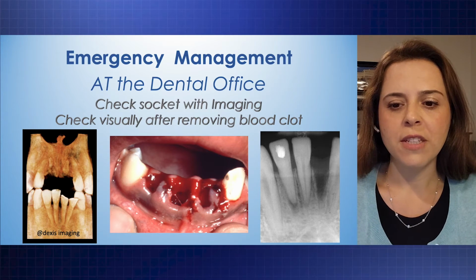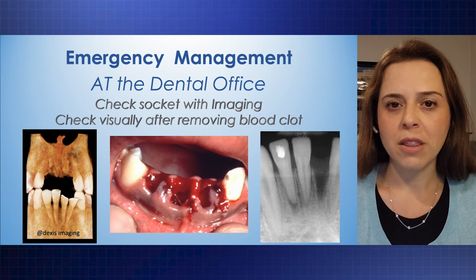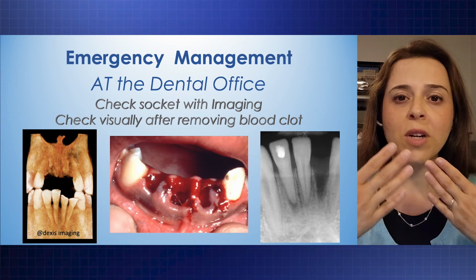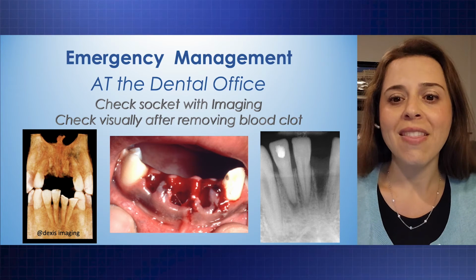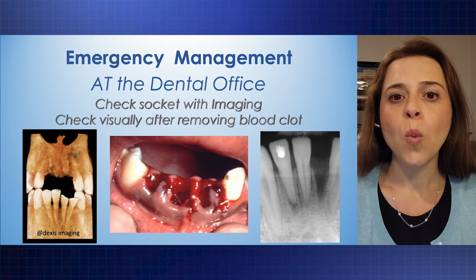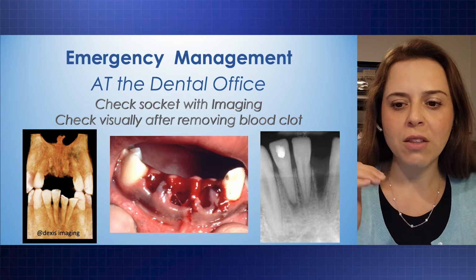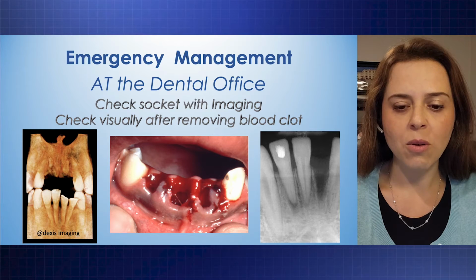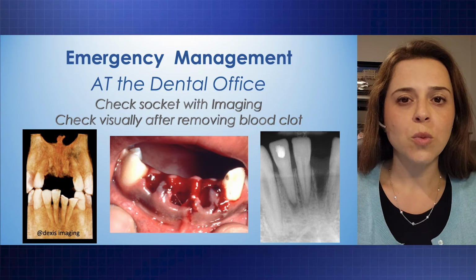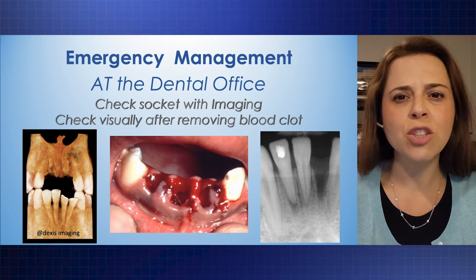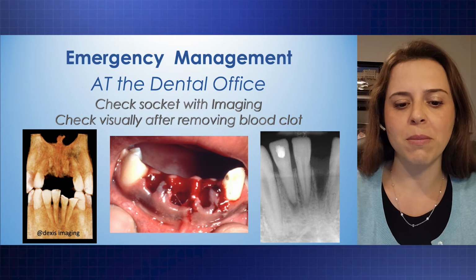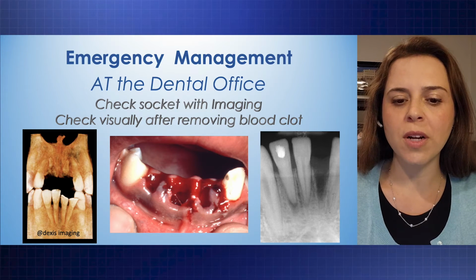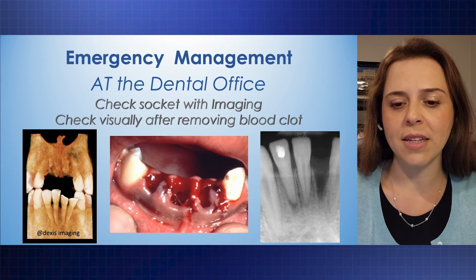Once they're in your office, obviously, especially in the avulsed tooth scenarios, you want to look clinically at the tooth and then take proper imaging. When there's a missing tooth, you want to check the socket visually, and you're going to want to suction the blood clot out. And then you're also going to want to ensure that the socket is empty with proper imaging. So you can either take a PA or, as I said before, a CBCT if you have access to it.